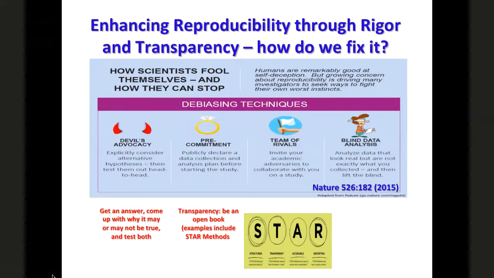So you can see it here. STAR: structured, transparent, accessible reporting, right? The method sections of these papers are crazy. I mean, they are so detailed. Like I said, antibody clone numbers, catalog numbers, all the details.